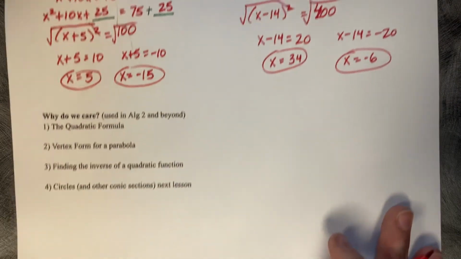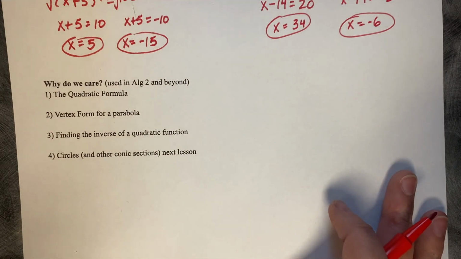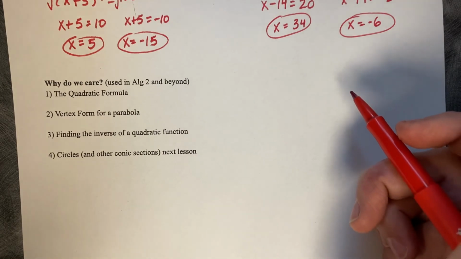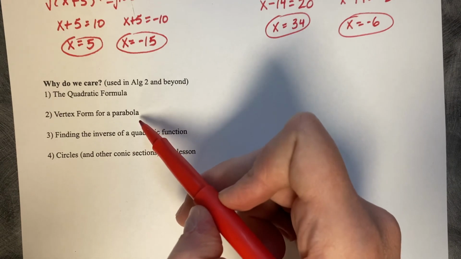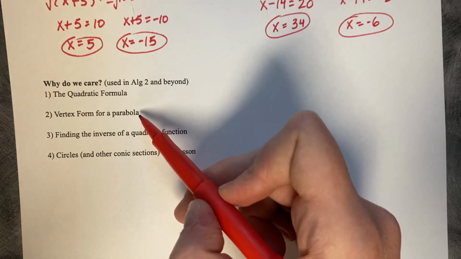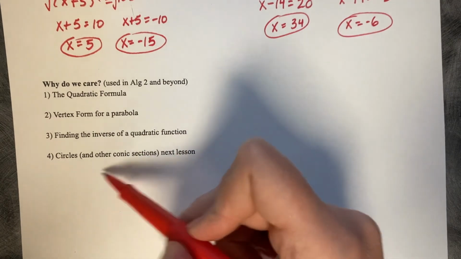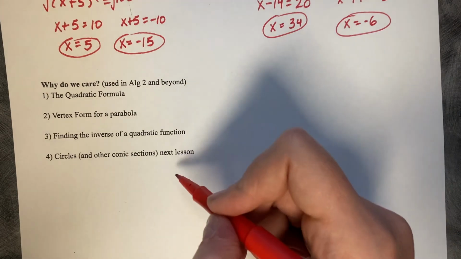Again, why do we care about this? We're going to use it this chapter for some foundational algebra for circles. There's a lot of squared values, and we're going to complete the square pretty frequently. We use it in quadratic formula sometimes. It's also the same thing as the vertex form of a parabola. You can use it to find the inverse of a quadratic function. And finally, this is where we're going to use it in circles and conic sections in the next lesson.